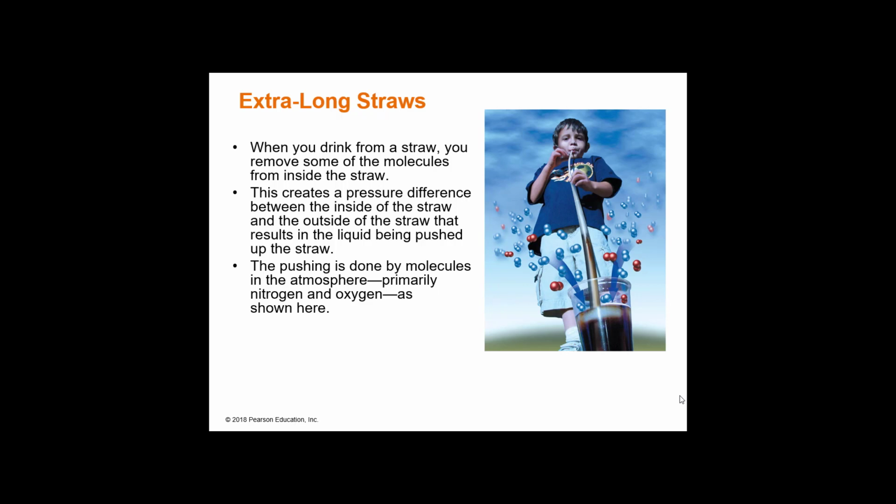Basically, a straw is open to the environment just like the glass is, and that means that the pressure inside the straw is equal to the pressure outside the straw. So it's open to the environment. However, when you drink through the straw, you create a pressure difference, meaning that the pressure inside the straw is lower than the pressure outside, and this pushes the liquid through, which allows you to drink through a straw.